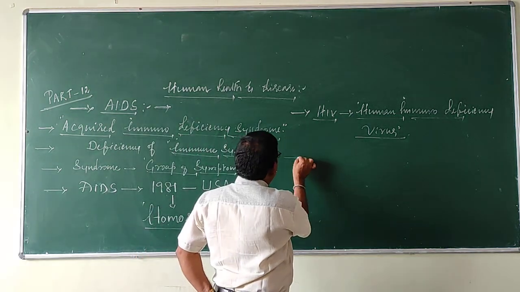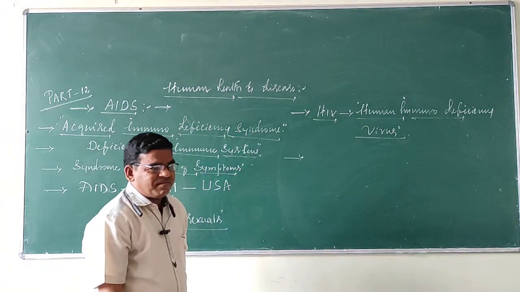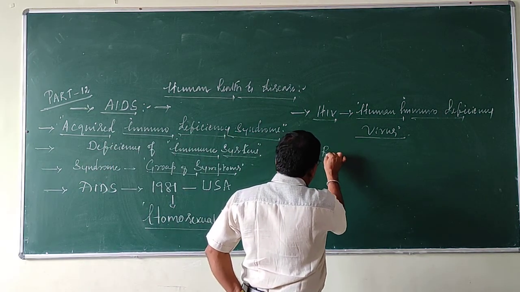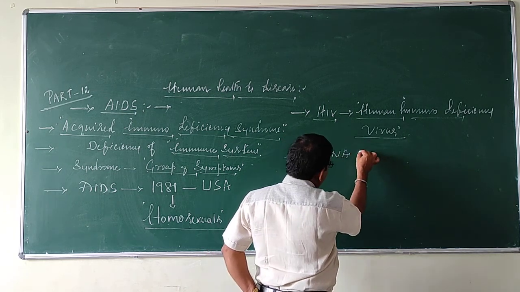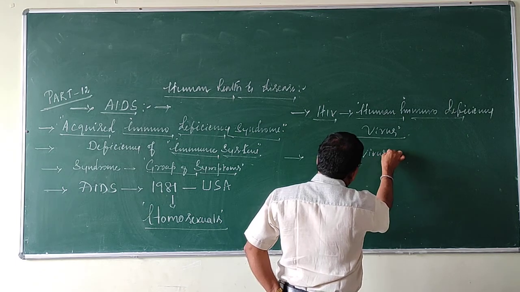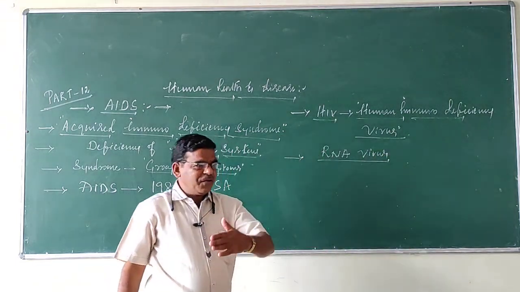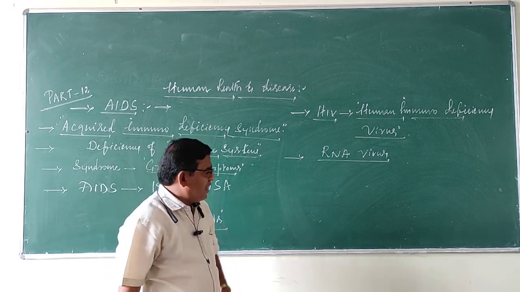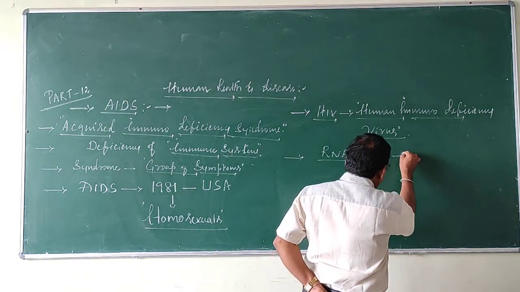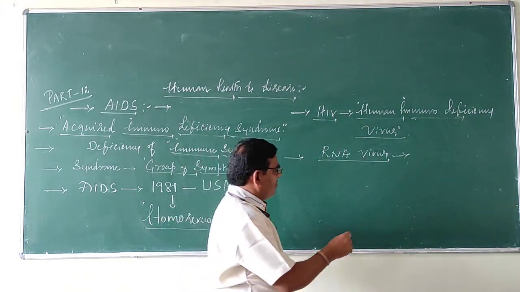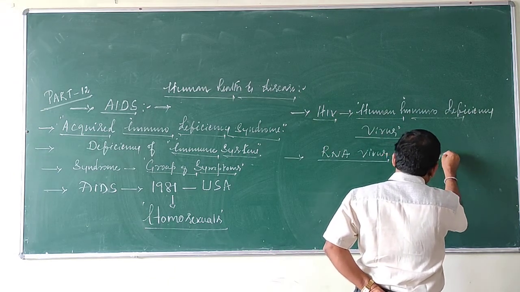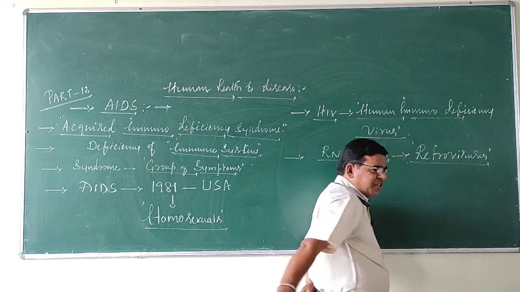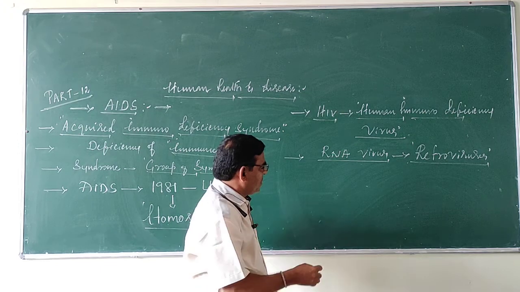Next, the HIV virus is grouped into RNA viruses. So this HIV is an RNA virus, because RNA acts as its genetic material. And the HIV is an RNA virus grouped under retroviruses.